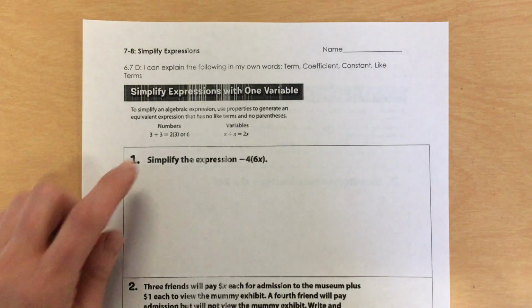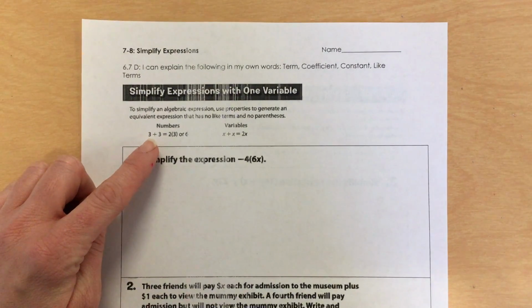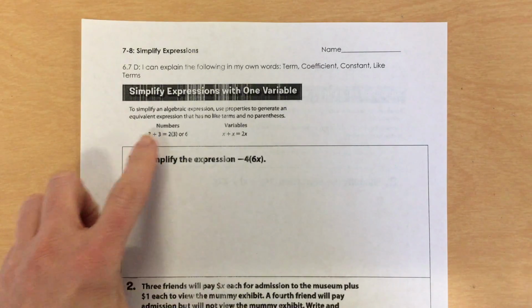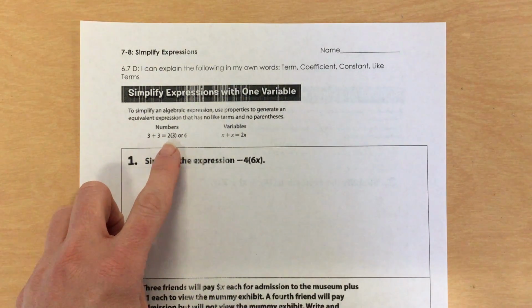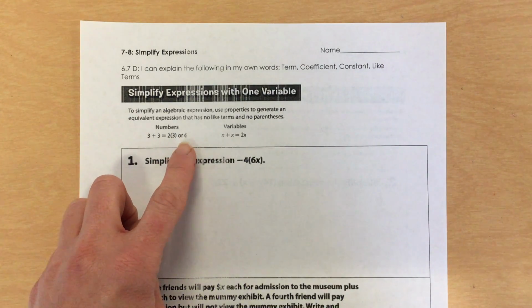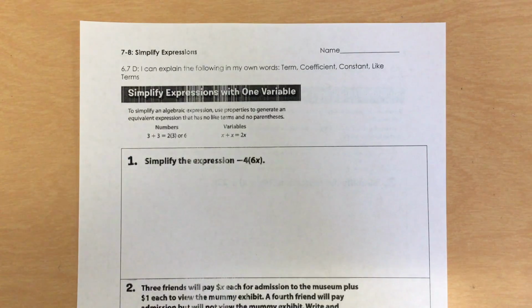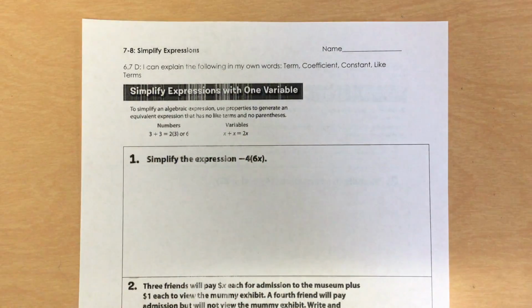Okay, so they gave us an example. So we have 3 plus 3. So you're repeatedly adding the number 3, and we know multiplication is the same thing as repeated addition. I have two groups of 3, so that's the same as 2 times 3, which we know is equivalent to 6. In terms of variables, x plus x, well, we're adding x 2 times, or we have two groups of x, so that's the same as 2 times x.